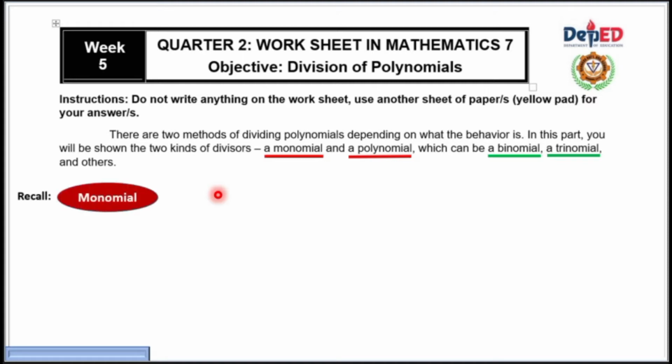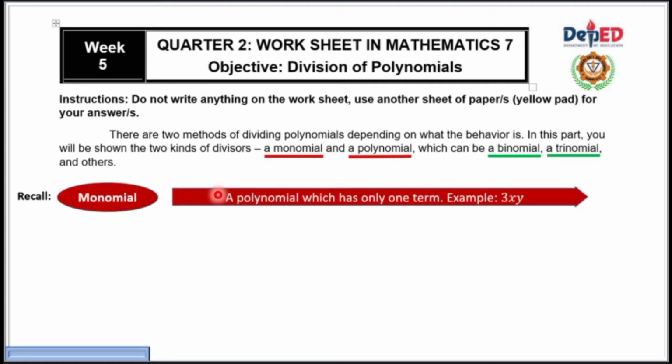Okay, monomial, a polynomial which has only one term. Usa ka term, for example 3xy. So when we say monomial, from the prefix mono meaning usa: monopod, monocycle.